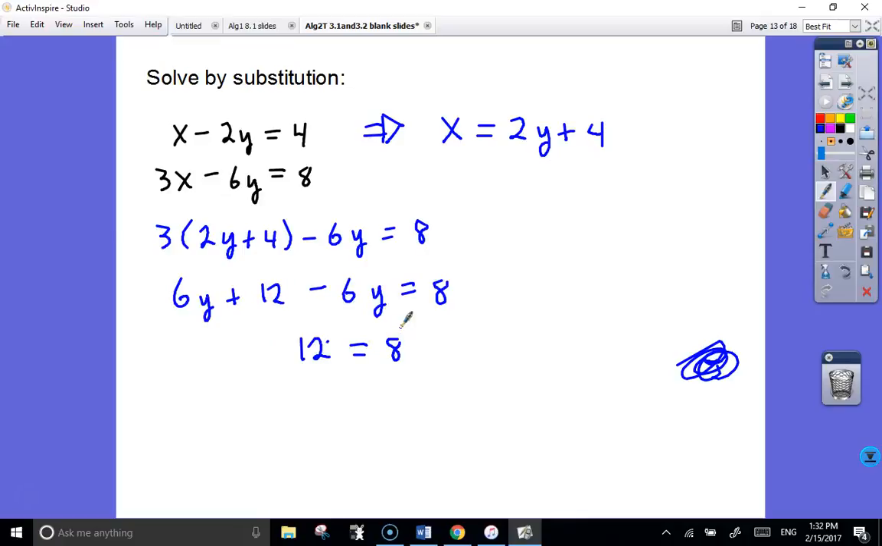Because there's no variables involved. That means it doesn't depend on the variables. It's either always true or always false. This is false. So that tells you that it must be always false, which means no solution. And what does that look like on the graph? They're parallel lines.